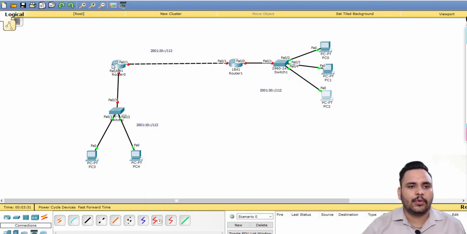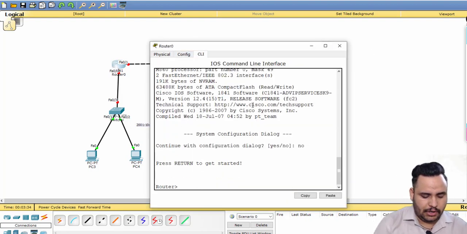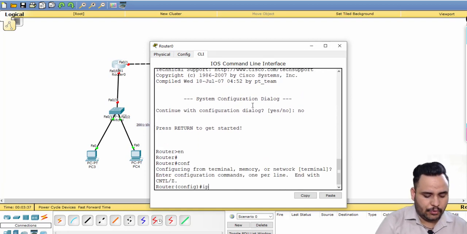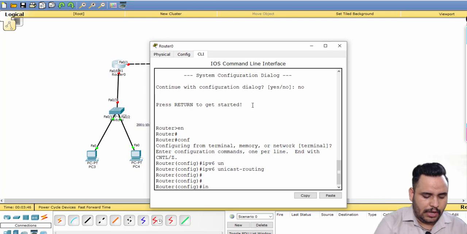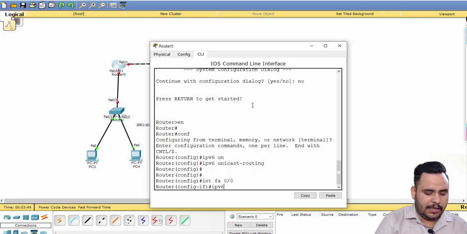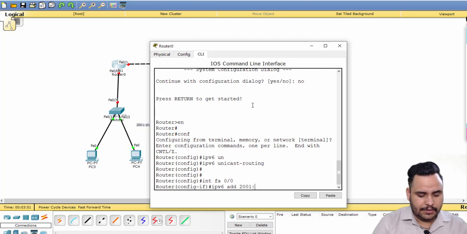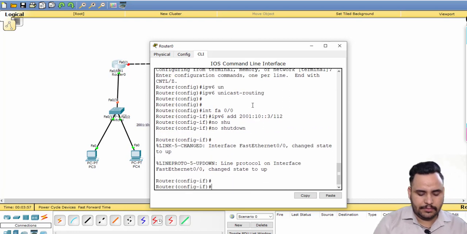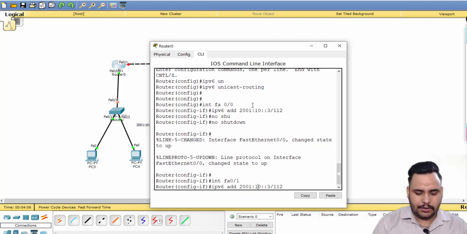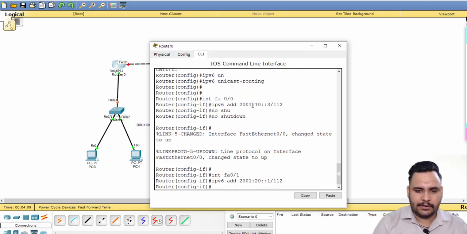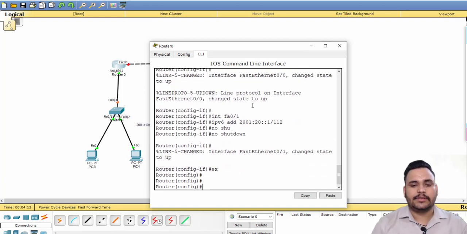When you are about to configure the router, make sure you use the ipv6 unicast-routing command, because by default IPv6 routing is disabled on some Cisco routers. After that you can configure the IPv6 address 2001:10:3/112, no shutdown. I am using only FastEthernet, so F0/1, and here I am using 20:1, no shutdown. So this is configured.